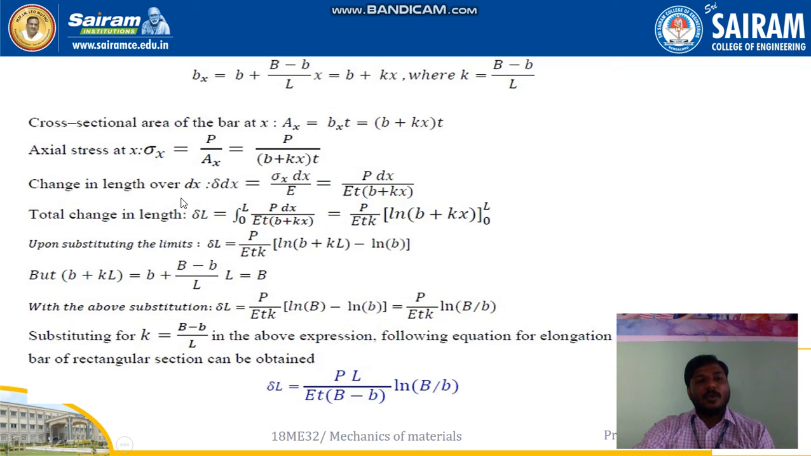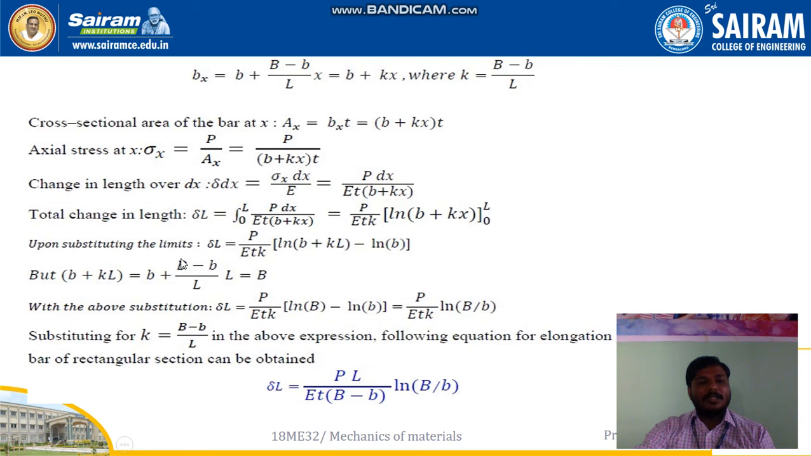Next, I need to find the change in length, d delta. It is the axial stress times dx divided by Young's modulus, so P into dx divided by E into the cross-sectional area, (b plus kx) into t. Now to find the total change in length, delta L, we apply the limits 0 to L. By integrating, we get P by E, where E is Young's modulus, into t into k, where k is B minus b divided by L, the larger end minus the smaller end of the tapering bar divided by length.